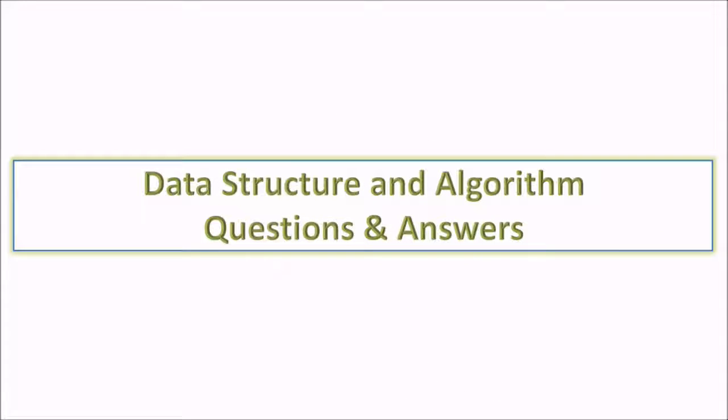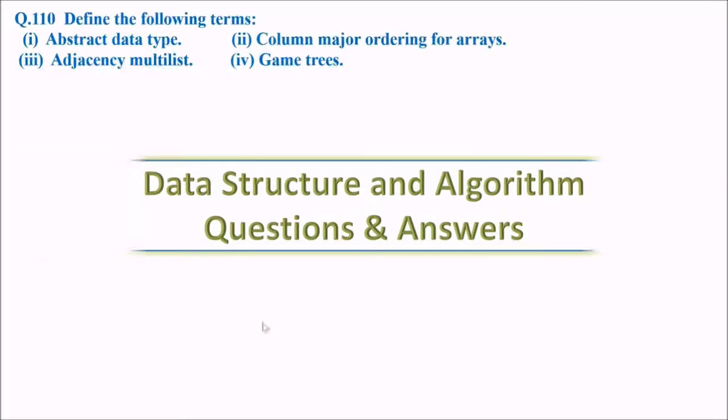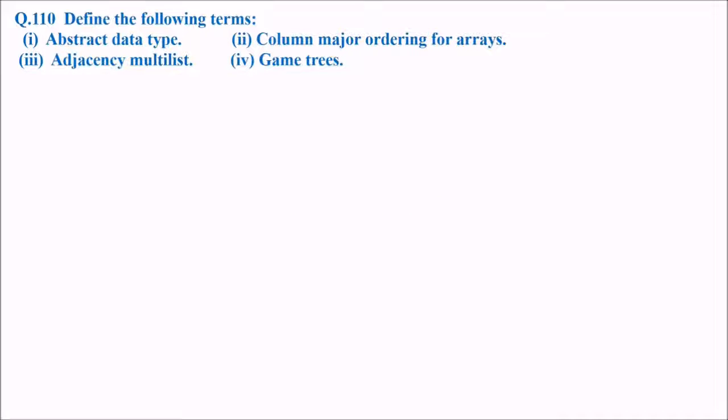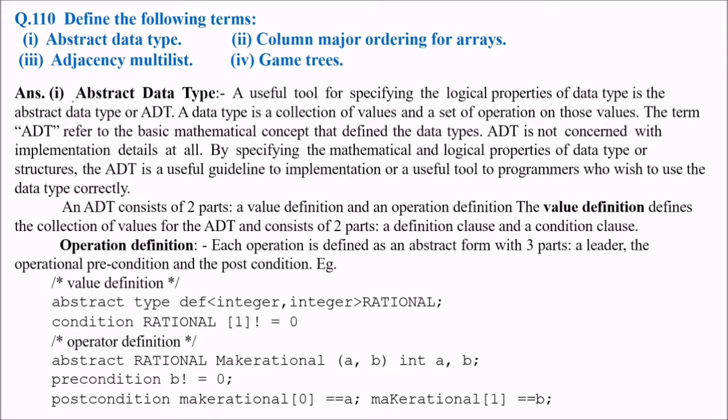Let us take a few more questions and answers in data structure and algorithm. Define the following terms: ADT, column major ordering of arrays, adjacency multilist, and game trees.